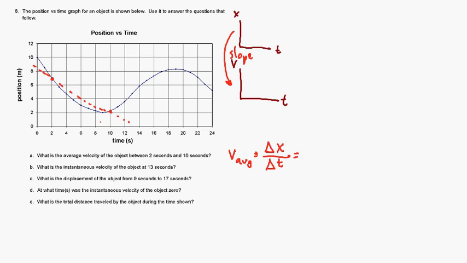So the change in position between 2 and 10: you finish at, let's see, 10 seconds looks like you're maybe at, I don't know, 2.4 meters. So 2.4 is your final, and then you subtract your initial, which was 7.0 meters, right at this point here, and then change in time was 8.0 seconds. So 2.4 minus 7.0 gives you negative 4.6 meters. So this is going to be negative 4.6 meters over 8.0 seconds.